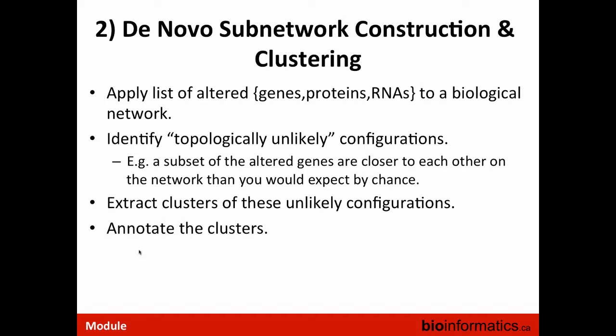So the idea is to identify what they call topologically unlikely configurations. That's basically a subset of genes that seem to interact very closely with one another in the network, more than you'd expect by chance alone. And then you can extract these clusters using different algorithms, and then based on the assumption that the genes within the cluster are involved in similar biological processes, you can use the enrichment tools that you learned about yesterday to annotate those modules. And in fact, the Reactome Functional Interaction Network application I'm going to show you later can help you to do a lot of this work for you.